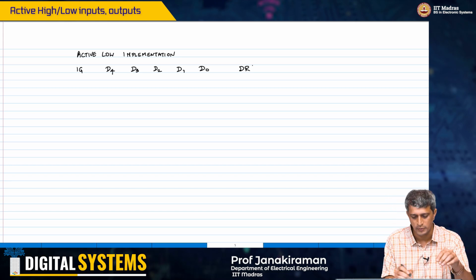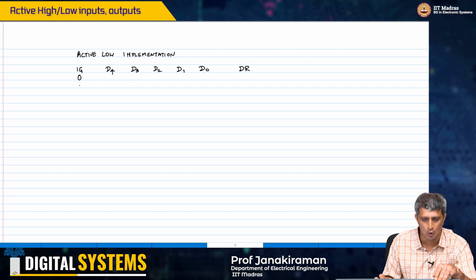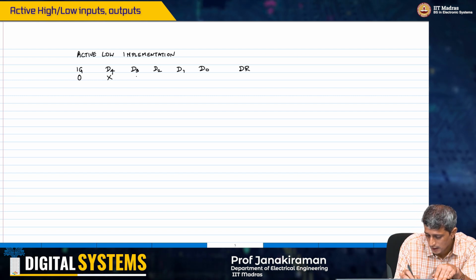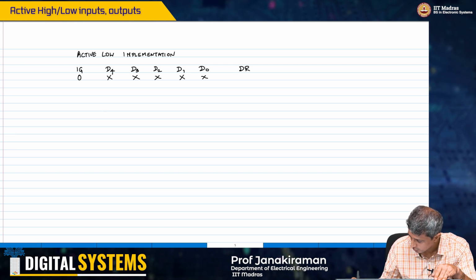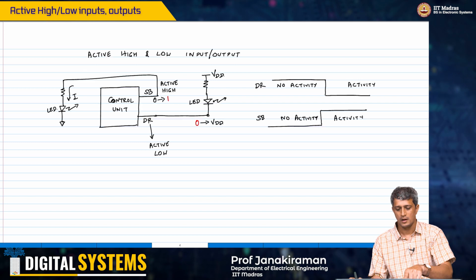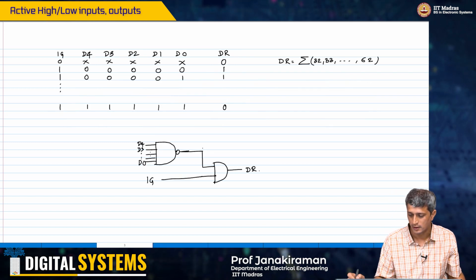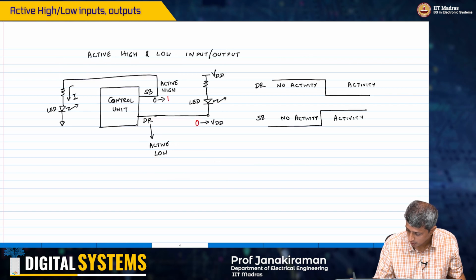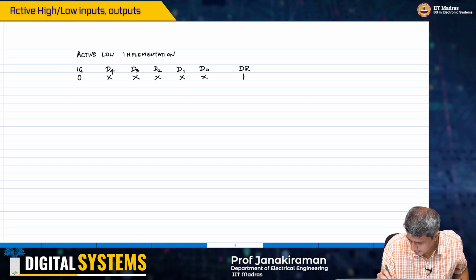Okay, so this is something we must be careful about. If the ignition is low, it does not matter what this state is. Go back to this picture here. The inactivity state is logic 1, and therefore the truth table also will reflect that. So maybe I should call it, this will be 1.